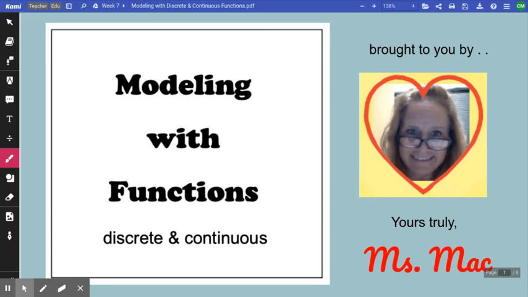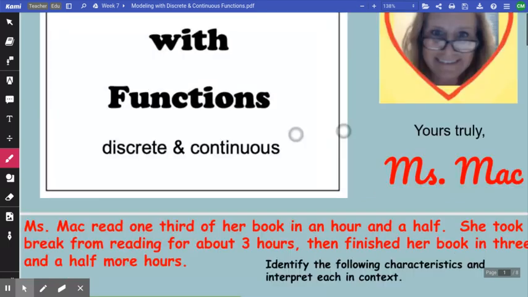I am going to talk to you today about modeling with functions, both discrete and continuous. While we're doing these, you're going to have to pay close attention because not only do you have to be able to look at a graph and find numbers in ordered pairs, but you're going to have to be able to describe what's happening given a certain situation.